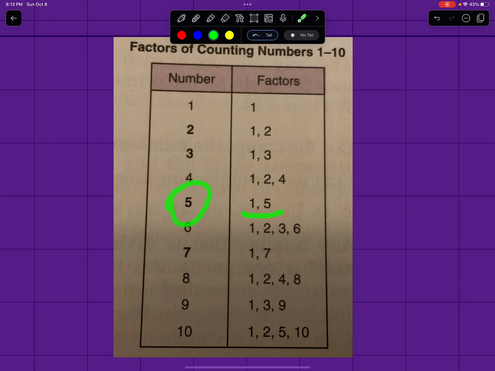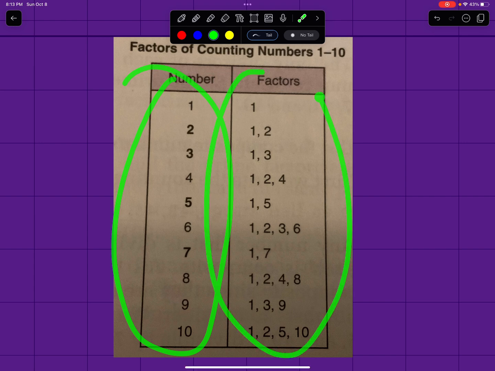5, we're back to prime, only 1 and 5. 6 can be divided by 1, 2, 3, or 6, and you'll get a whole number, not a fraction, right? 7 is a prime number. It can be divided only by 1 and itself. 8 is another composite number. 1, 2, 4, 8 are the factors. 9, the factors are 1, 3, and 9. And 10 has the most factors out of this list. Actually, no, it ties with 6, doesn't it? But the factors for 10 are number 1, 2, 5, and 10. It can be divided by all of those. Okay. So these are the numbers 1 through 10. These are its factors.